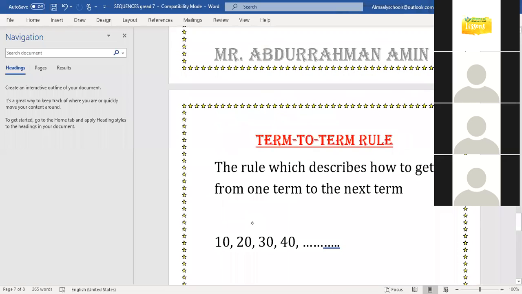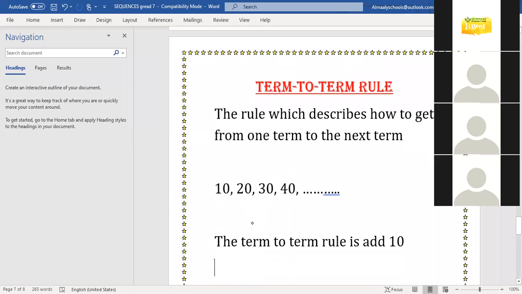Now the next part is the term-to-term rule. Listen, please, my sons. The term-to-term rule is the rule which describes how to get from one term to the next term. For example, look at the sequence 10, 20, 30, 40, and so on. The last term is 40 here. Can you find the term after 40? Yes, it will be 50.